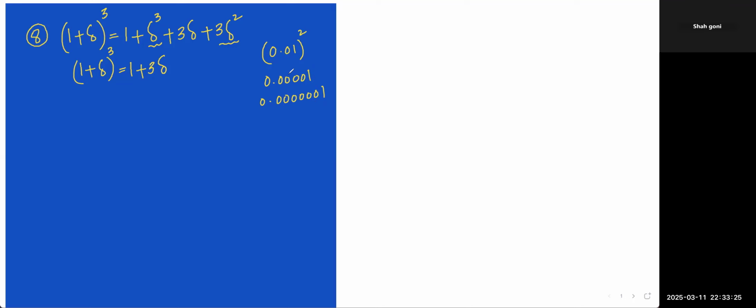Understand? That's what it is, tending to zero. We are neglecting those values. So the only value left is 1 plus 3 delta, 1 plus 3 into delta. Delta is 0.01, assume. It becomes very small, and again still very small. So the smallest values we are neglecting. Understand?